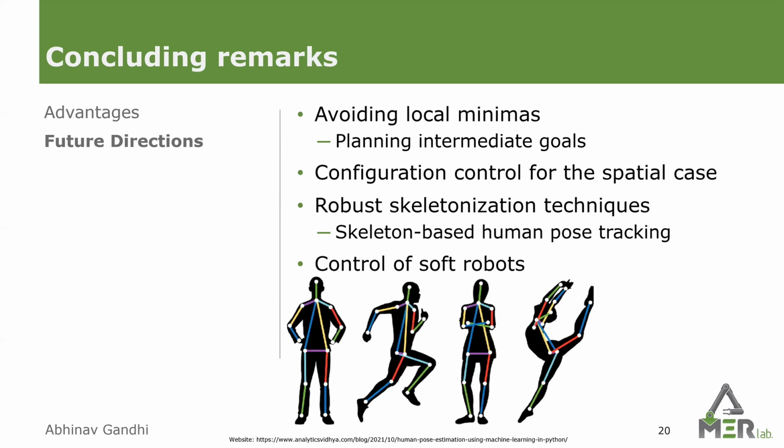Through our experiments, we have observed certain configuration singularities of our proposed representation. It is our belief that using intermediate reference configurations would overcome these singularities. However, we would like to study these further and determine effective solutions. We are interested in expanding our work to the spatial case and control the three-dimensional configuration of robots. To make this possible, we also plan to work on more robust skeletonization techniques and take inspiration from work done in the field of human body pose tracking.